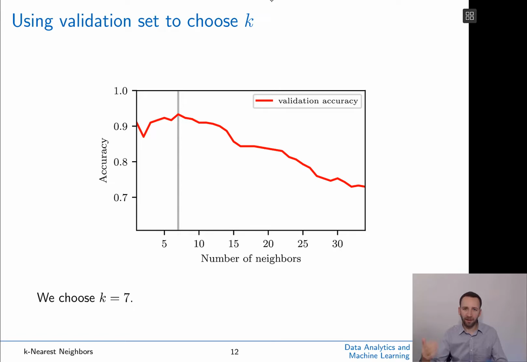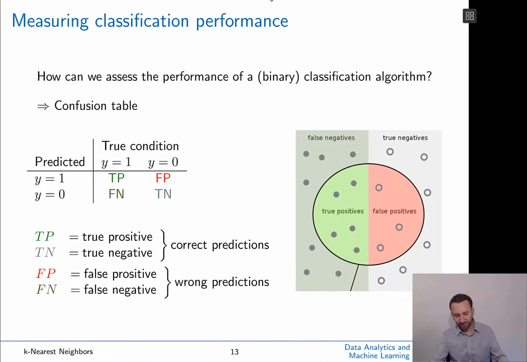Again, we discuss this later, but once you have made this choice, k equal to 7, you can finally report the performance on the test set, and this is the number you can show your customer to say, yes, our approach works. But here we use the validation set, for example, to pick the corresponding parameter.